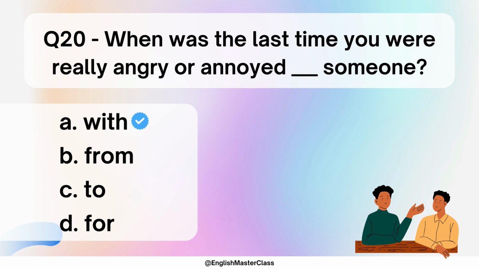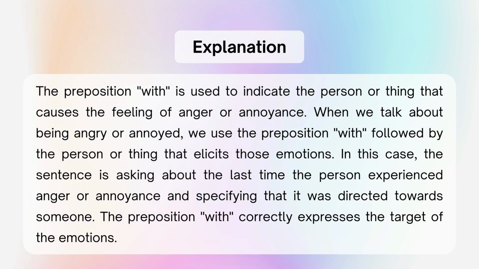When was the last time you were really angry or annoyed with someone? The preposition with is used to indicate the person or thing that causes the feeling of anger or annoyance. When we talk about being angry or annoyed, we use the preposition with, followed by the person or thing that elicits those emotions. In this case, the sentence is asking about the last time the person experienced anger or annoyance and specifying that it was directed towards someone. The preposition with correctly expresses the target of the emotions.